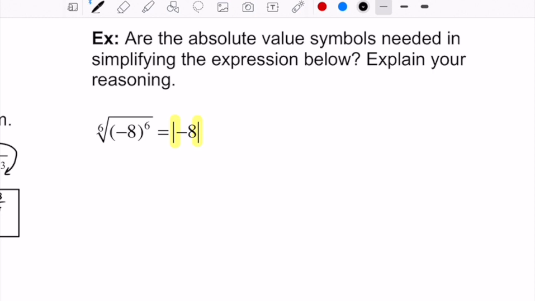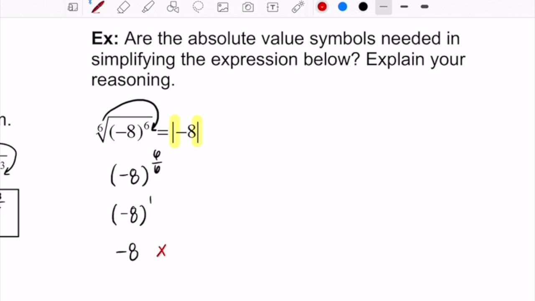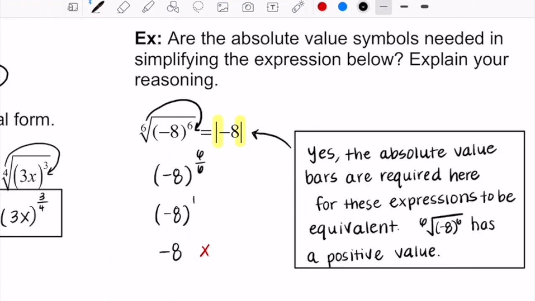You might think about simplifying this by moving the 6 and putting it in as the denominator of this rational exponent here. If you did that, -8 would be raised up to the 6/6 power. 6/6 would give you 1, and you would get -8 to the first power, which would give you -8, but that's incorrect. You won't get -8 when you simplify this radical expression. The value would need to be +8, and so here we can conclude, yes, the absolute value bars are required here for these expressions to be equivalent.